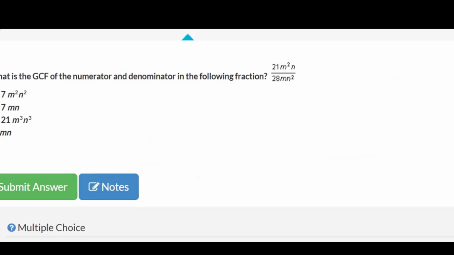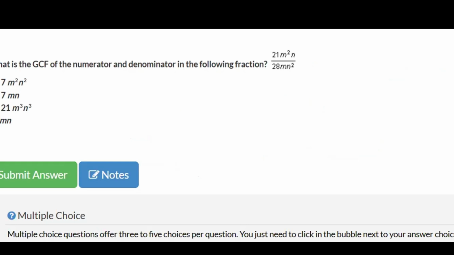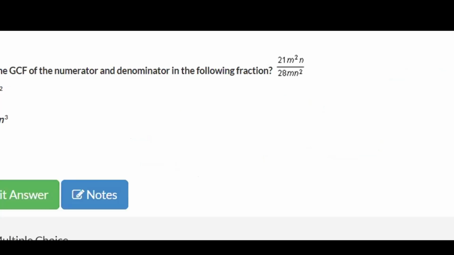What is the greatest common factor of the numerator and the denominator in the following fraction? So 21 and 28. What is common between 21 and 28? Both can be divided by what number? 3? No, 28 cannot be divided by 3. They both can be divided by 7. Yes. So 7 is common.